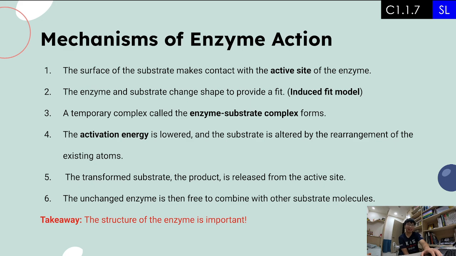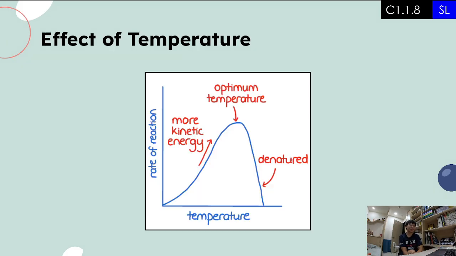Enzyme substrate complex, it's the thing that happens when they bond. It's temporary, like they're together, they're still reacting. And the takeaway from this subunit is that the structure of the enzyme is really important, guys. The shape is really important in this situation. And now we'll look at the effects of some different things on enzyme action, or the rate of reaction.